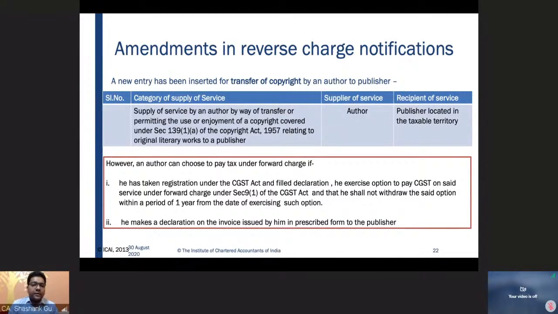He needs to obtain registration, needs to file a declaration, needs to continue for a period of 1 year. What is this 1 year? Financial year or calendar year? That you have to check, go back and check. And he also needs to make a declaration on the invoice.